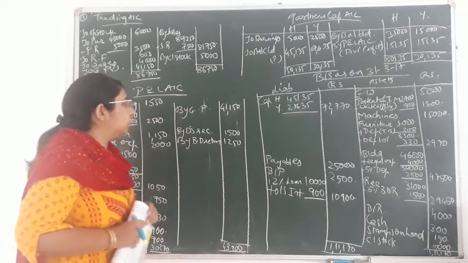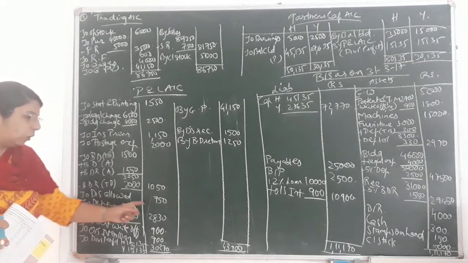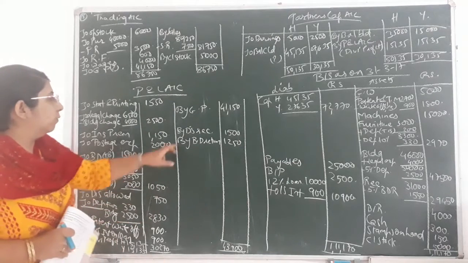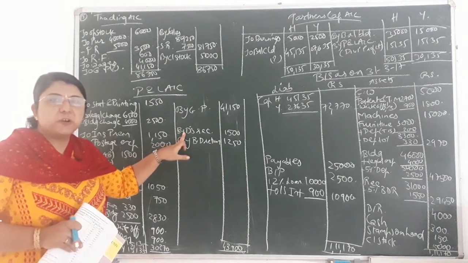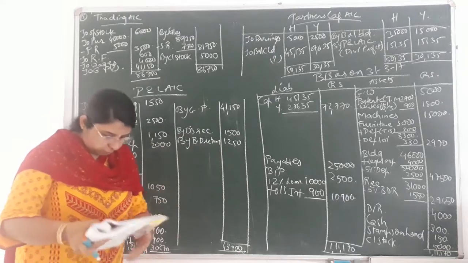Okay, so whatever the expense that we'll be writing on the debit side of P&L account as discount allowed, that is 750, and whatever the income that we'll be writing on the credit side of P&L account as income by discount received, that is 1500.